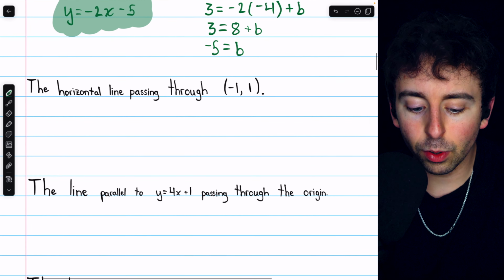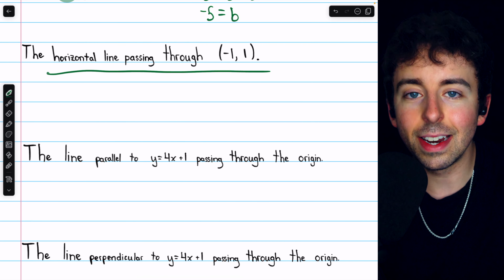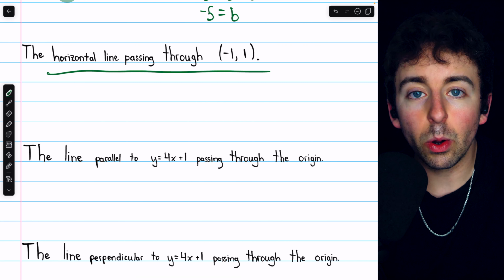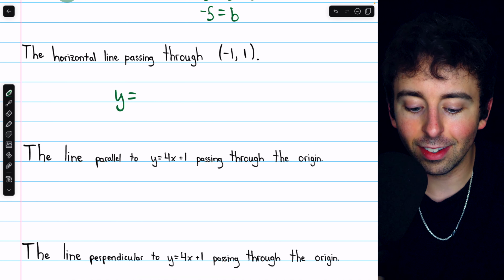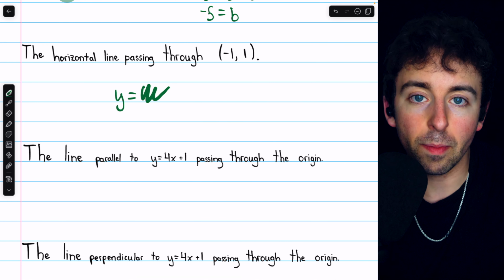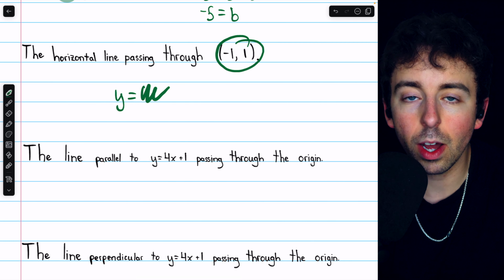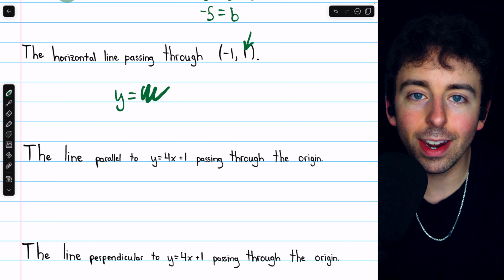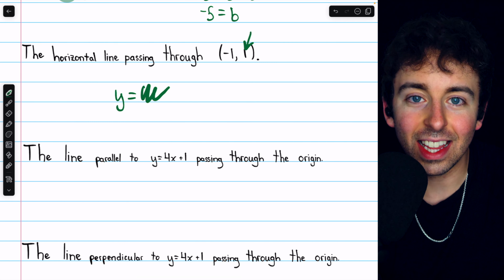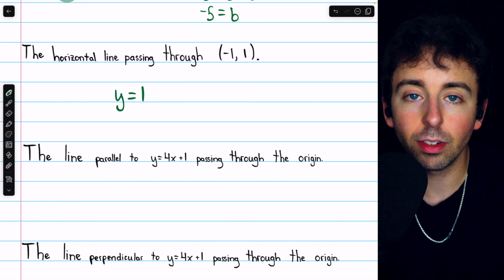In the next example, we're writing the equation of the horizontal line passing through -1, 1. Now, if a line is horizontal, hopefully you know that its equation looks like this: just y equals something. And we know that this has to pass through the point -1, 1. Hence, its y value has to be 1. Otherwise, there's no way it's going to hit that point. So the equation is simply y equals 1.